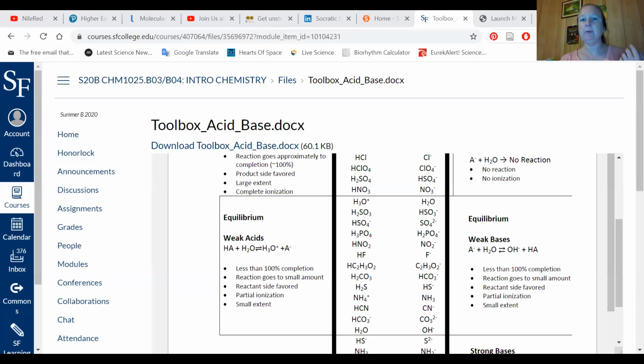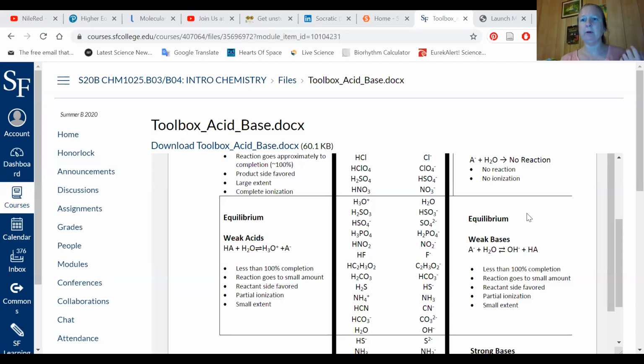Okay, this is part 2 of lecture 14. We're talking about acid-base reactions, and this is going to focus on the equilibrium reactions of weak acids and bases. So first I'm going to show you that toolbox page again, which is just so critically important. And this is in Canvas under module 8.